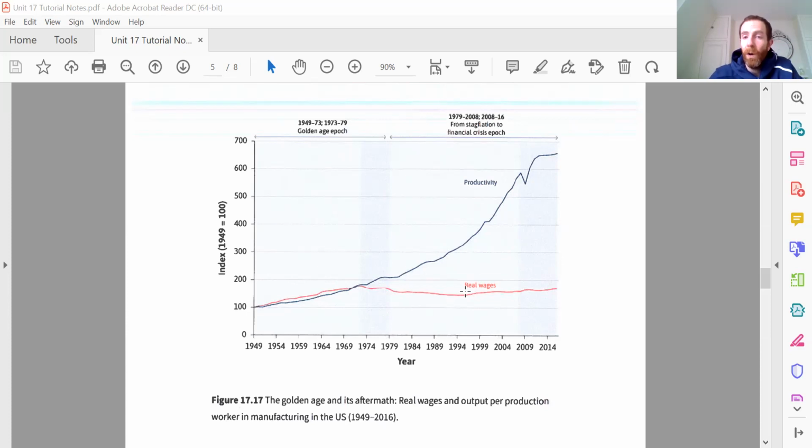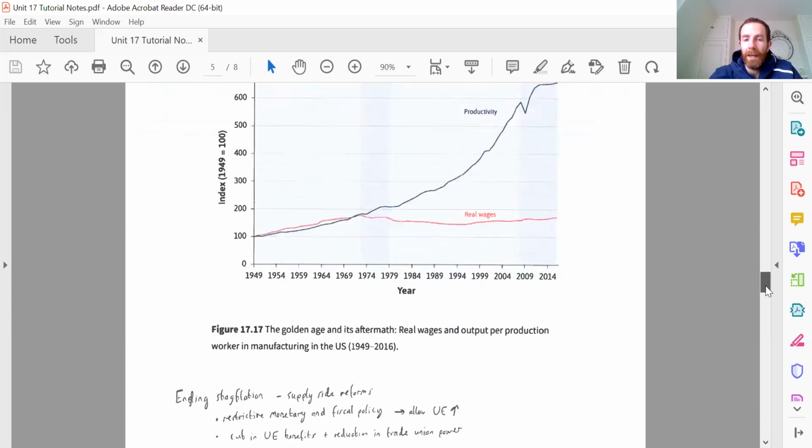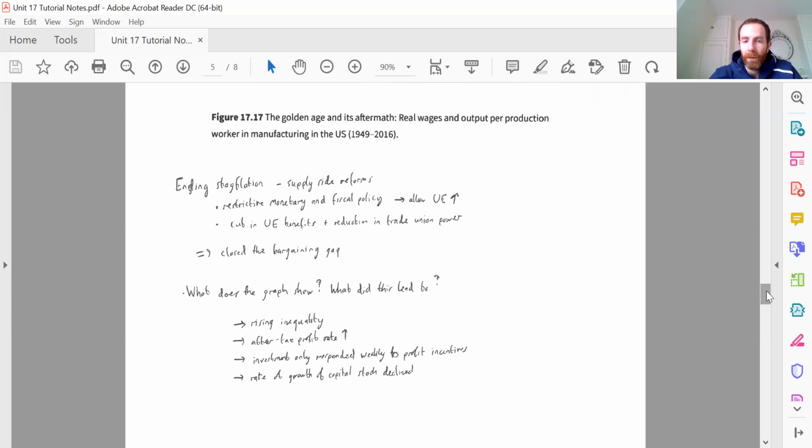So what does that tell us? Well, productivity tells us the value of the output per worker. And real wages tell us what share of that value workers are getting. So if productivity is rising, but real wages are staying stagnant, that means the value of the output must be going somewhere else. And who is it going to? The owners of firms. And there certainly are a smaller number of owners of firms than there are workers. So this tells us there must be increasing inequality. So this graph shows us rising inequality. It shows us that the profit rates after tax must have been increasing.